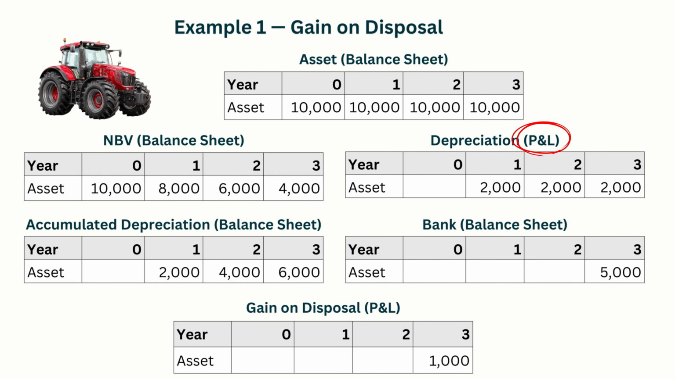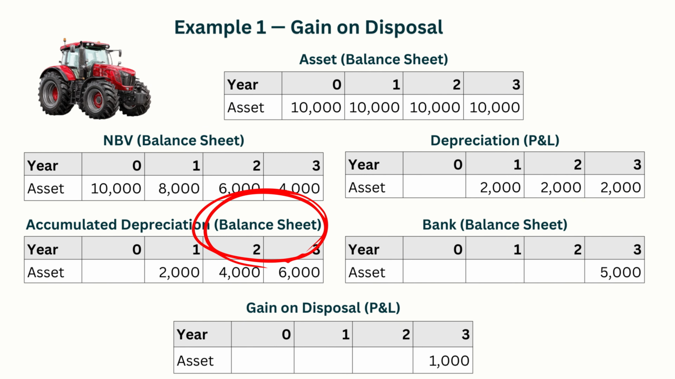Yearly depreciation is in profit or loss. Each year, we charge depreciation of £2,000 on a straight line basis. So year 1 is £2,000, year 2 is £2,000 as well, and so on. Depreciation is an expense. That's why it goes to profit or loss.